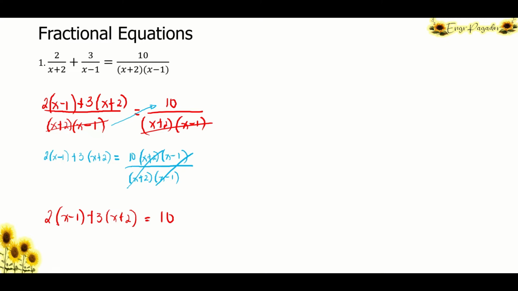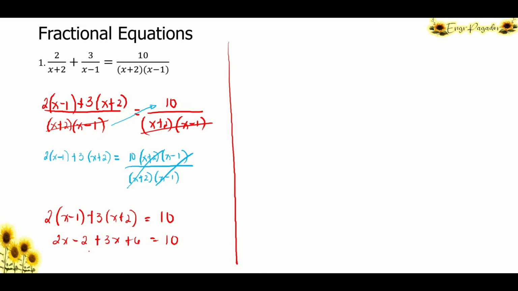And then, we are going to distribute 2 here and then 3 here. So this will be equal to 2x minus 2 plus 3x plus 6 equal to 10. So we are going to combine like terms here. So let's continue on the other side of our board.